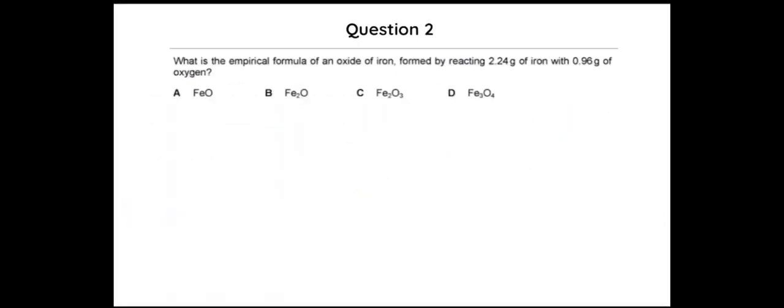Okay, question 2. What is the empirical formula of an oxide of iron formed by reacting 2.24 grams of iron with 0.96 grams of oxygen? So we need to do 2.24 of iron over 0.96 grams of oxygen. Divide by 56 and divide by 16 is 0.04, 0.06. Smallest number of moles is this, so divide everything by 0.04.